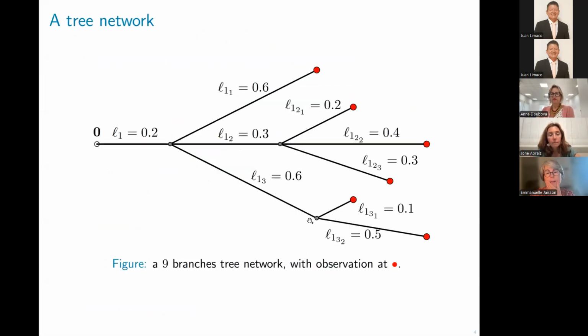Here I give you an example of a nine-branch tree network. Here you have the root. The first node is called 0, and it has the length L1. So this root branch has length L1, but for these other branches you have a new name, 0 here and L11. And so you have all the branches like that.